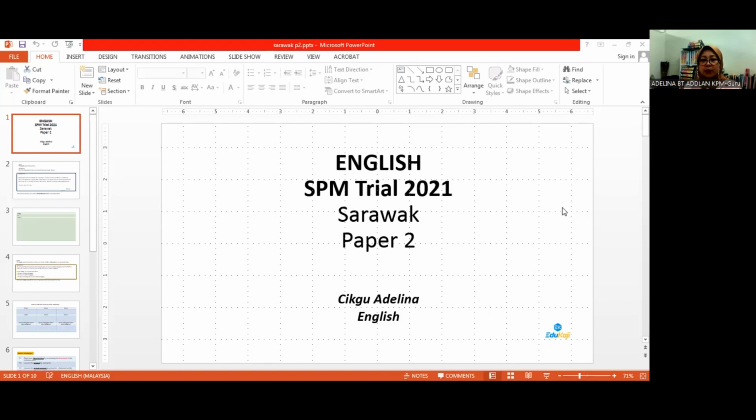What we are going to do today is basically discuss how to go about paper 2, and we are going to use Sarawak paper 2 itself, which is in 2021. I will also be sharing some tips and some of the methods that I use with my own students in school in comprehending the writing paper. Okay, all right, so let's start.